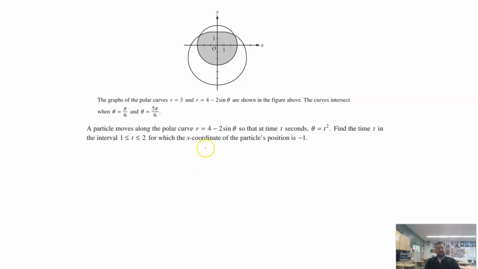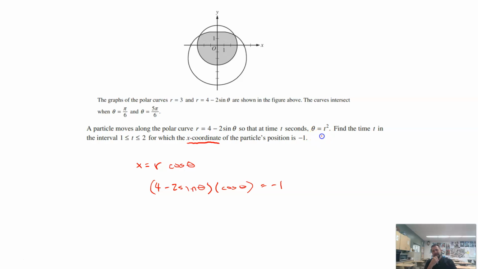All right, the second one says a particle moves along the polar curve so that at time t seconds, theta equals t squared. Find the time for which the x-coordinate of the particle's position is equal to -1. So what we have to realize is, okay, I've got an x-coordinate. Remember, x is equal to r times the cosine of theta. Well, my r in this case is 4 minus 2 sine of theta. So that's going to give me my x-coordinate. Then I'm going to multiply that by cosine of theta. But this doesn't want to know that. It wants to know the time at which that's going to happen.